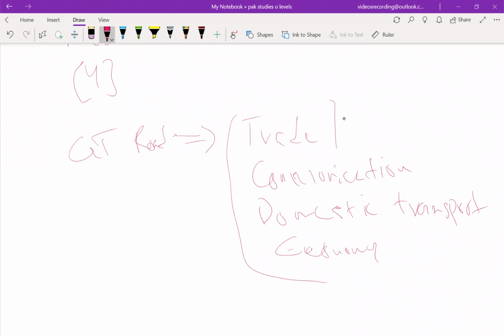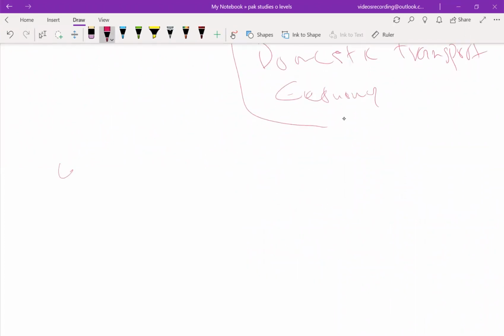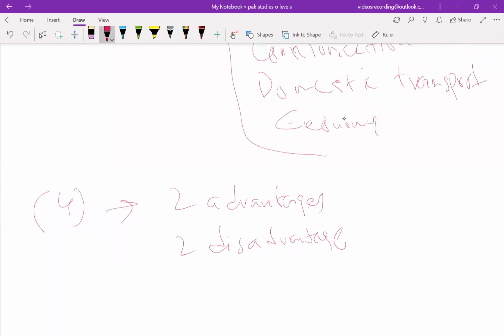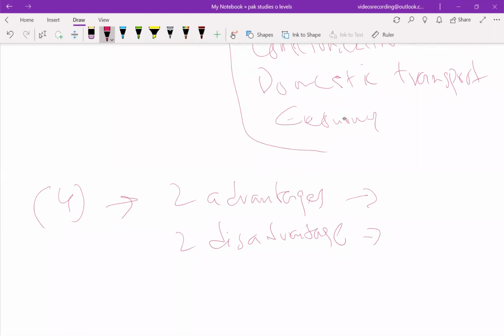Now, if a comparison is given between advantages and disadvantages, and it's of 4 marks, then yes, you do only need to mention 2 advantages and 2 disadvantages. But make sure that you give valued answers, as in they need to be solid answers in the sense that you don't give generic responses.